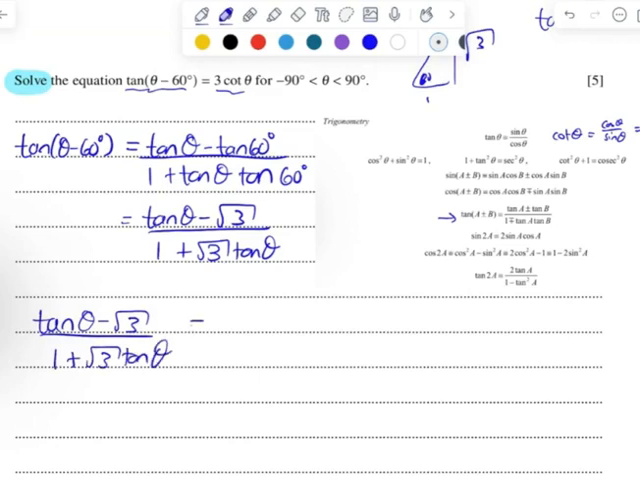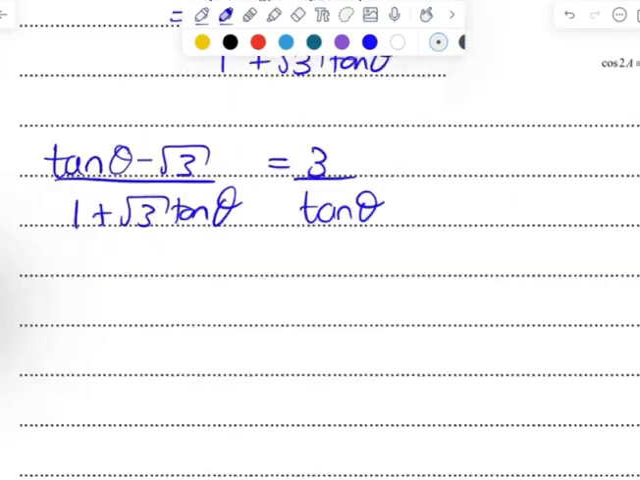And I think because I've just got tans here, I'm going to change my cot, well, my 3 cot theta, into 3 over tan theta. Okay, just because I've got tans on the one side, I'm just going to work with tan on the other side. If I can get a single expression only with tan, then I can solve it. So instead of going into cos over sin, because then I'm going to have cosines and sines and tans, let's just see if we can solve this by sticking to tan.